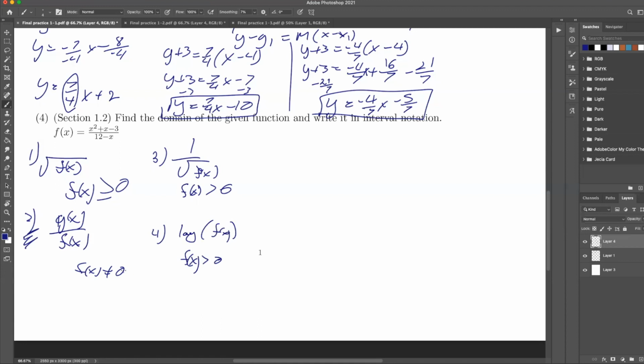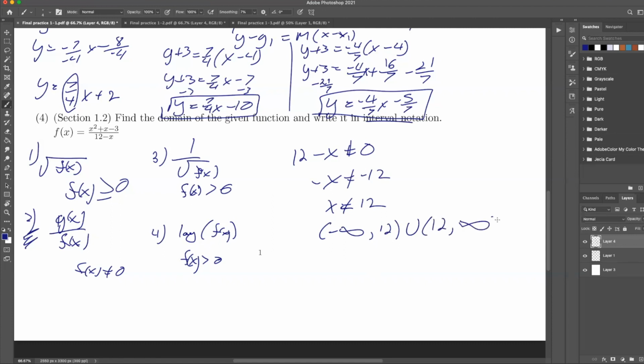Okay, so here, this is what we're dealing with. I have a polynomial over a polynomial, and so 12 minus x cannot equal 0, right? That means minus x cannot equal minus 12, or x cannot equal 12. If you're solving for a non-equal, you solve it as if it was an equal sign, just put a non-equal sign there. It wants it in interval notation, so we go from negative infinity up to 12. We do not include 12, so we use the parenthesis. And then from 12 onward to infinity. So this is all real numbers besides 12, and this is how you type it in.